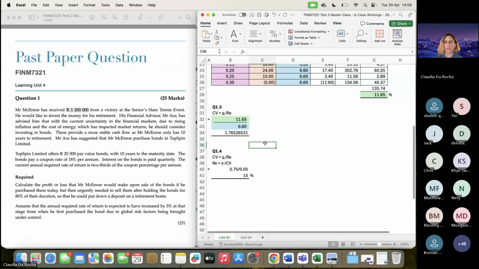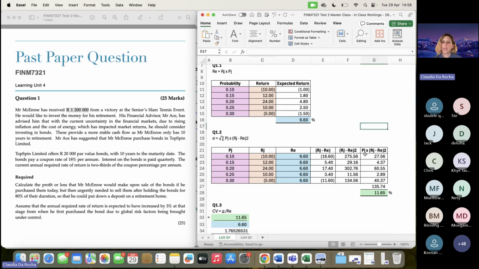All right, so to get back to Neelam's question. The question is, why did we multiply probability to get standard deviation? So with that question, I'll just share my screen for that. The formula is the square root of the sum of Pj times Rj minus Re to the power of 2. So here you've got your probability. So you have to multiply it. You must. That's why.